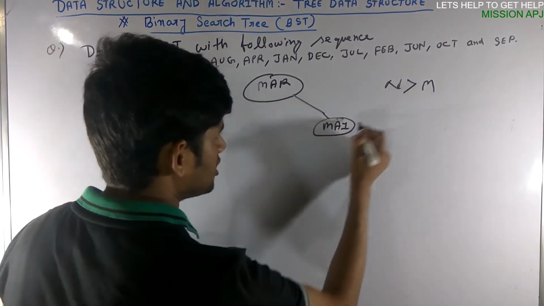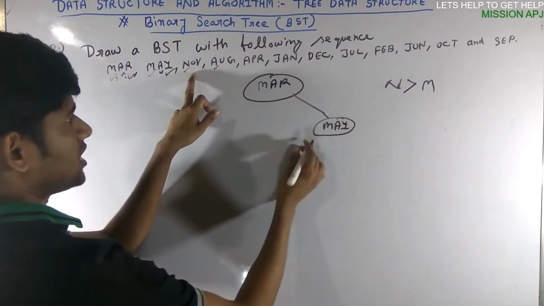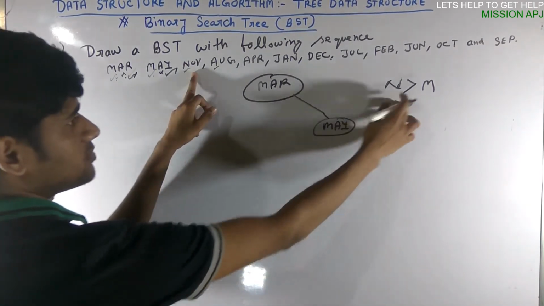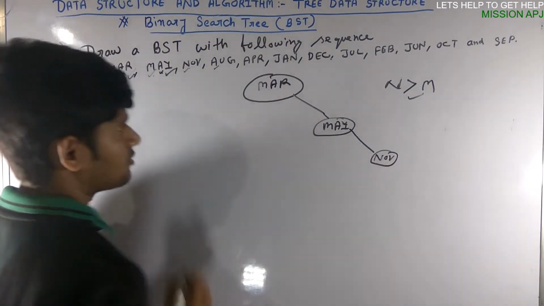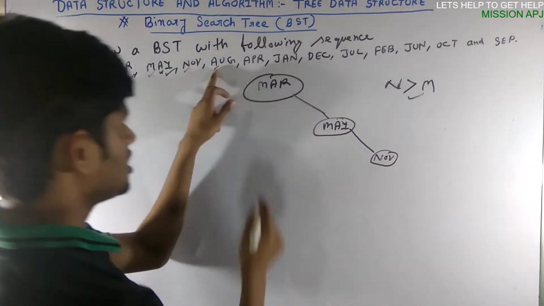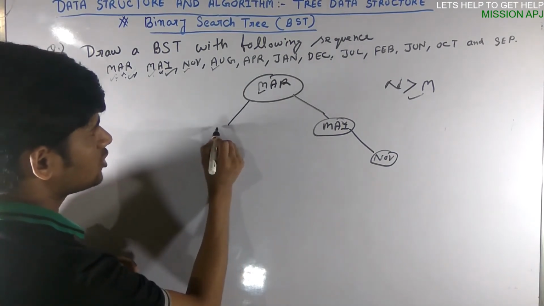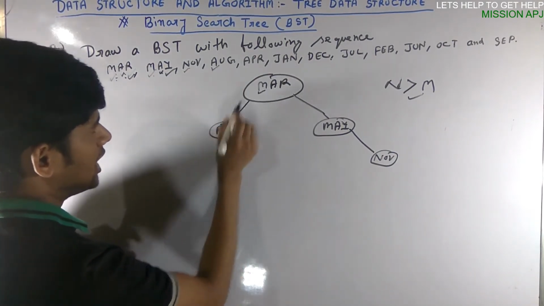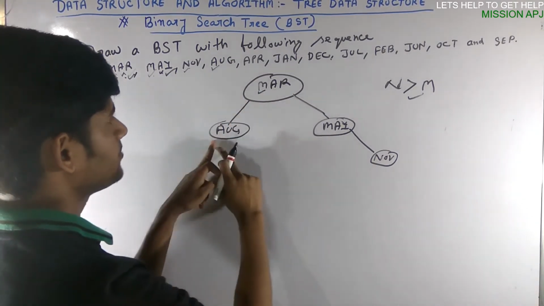Now we will compare here. Again, November will be compared with MAY. See, again N is greater than M. So it will come here and we will write November here. Fine. Now we will write August. August, see, A, first letter compared. A is less than M. So it will go here. August. Now April. A is less than M. Fine, it will come here.